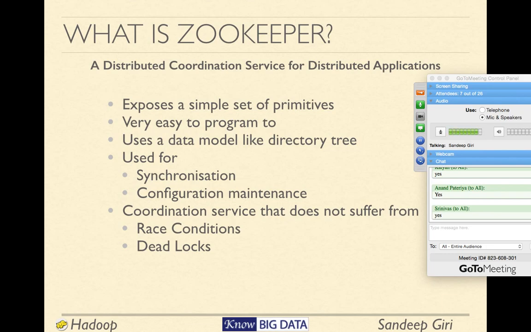So what is Zookeeper? Zookeeper exposes a very simple set of primitives which are very easy to program to, and it provides you a data model like a file structure. You can think of it like a folder structure, and one node who wants to inform that it is doing something just creates a node in that file structure, and the other nodes will read from the same folder and find out that this particular node is processing this email, so don't touch it.